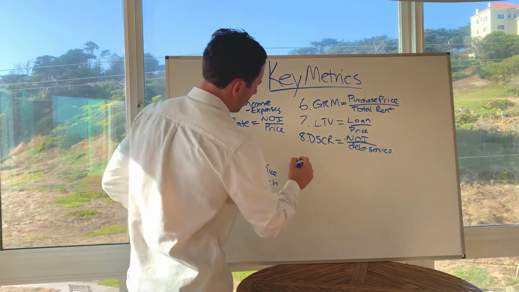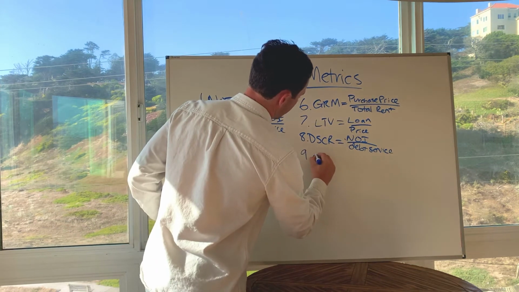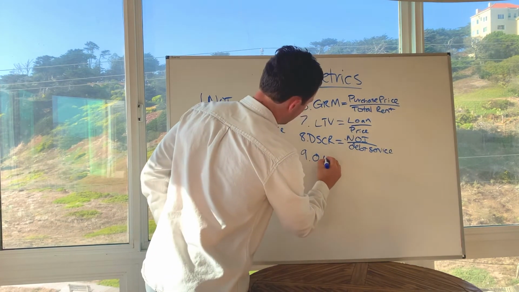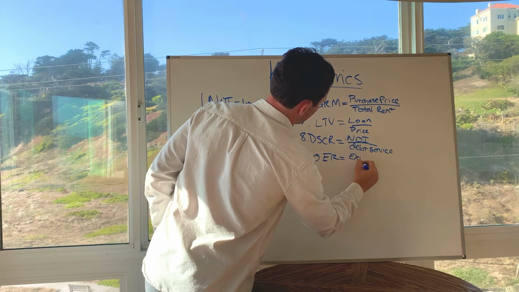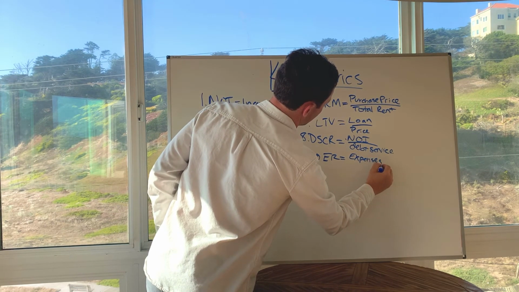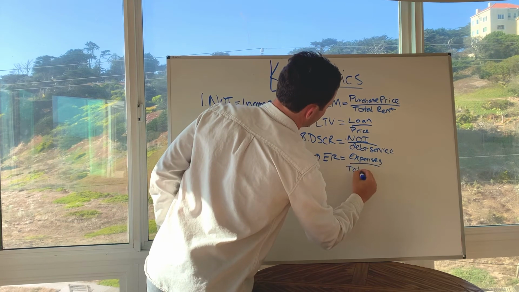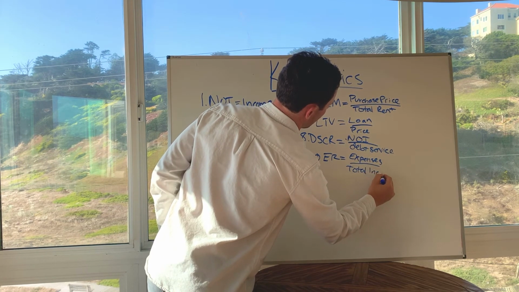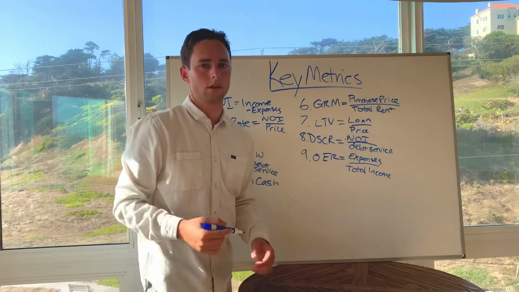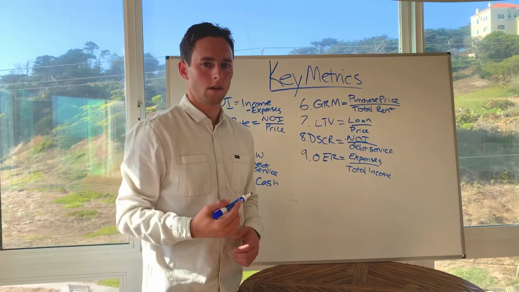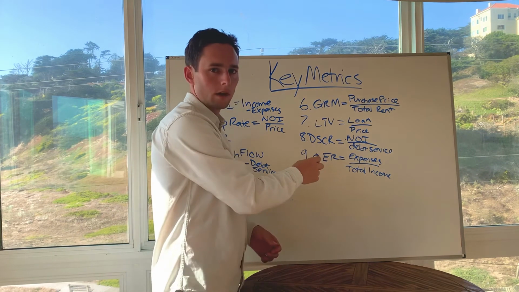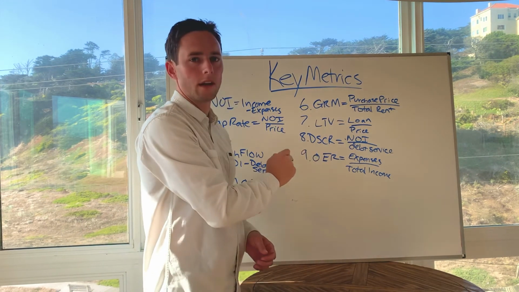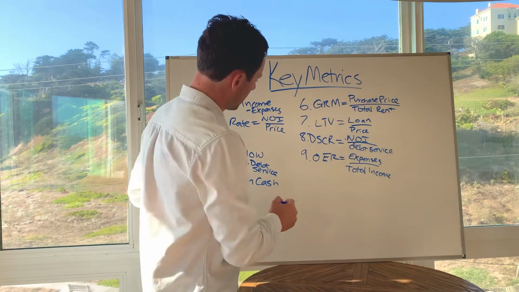And then the next is the operating expense ratio, and this is the expenses divided by total income. So how much does it cost for all the utilities, maintenance, management, etc. This is typically between 30 to 50%, depending on the property.